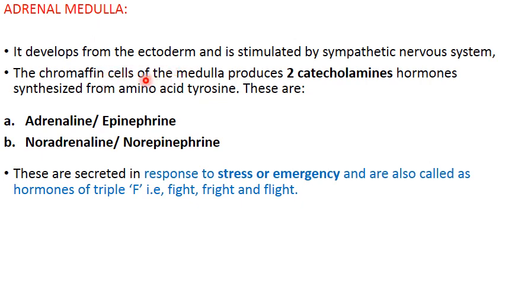So we have in the medulla the endocrine cells, and that is the chromaffin cells that produce catecholamines, two catecholamine hormones. Catecholamines are what? Catechol is dihydroxybenzene. If you remember the structure of benzene, attach two hydroxyl groups to it and an amino group, these are catecholamines, and these are derived from, synthesized from the amino acid tyrosine, and these are adrenaline or epinephrine, noradrenaline or norepinephrine.